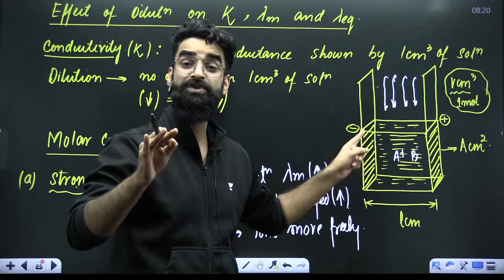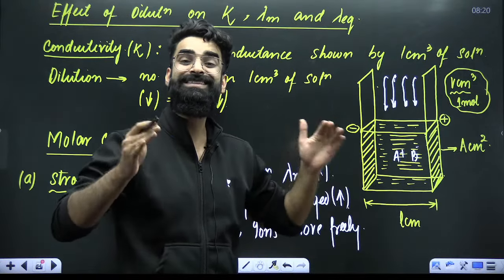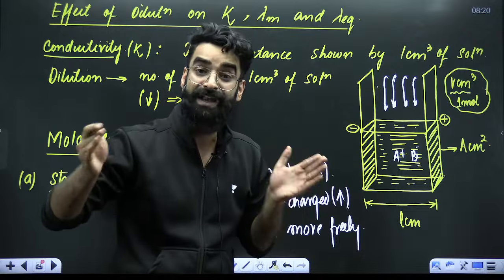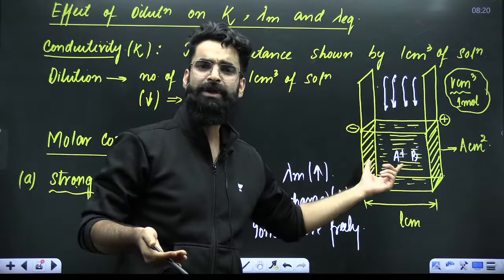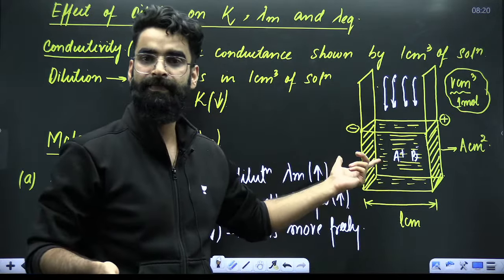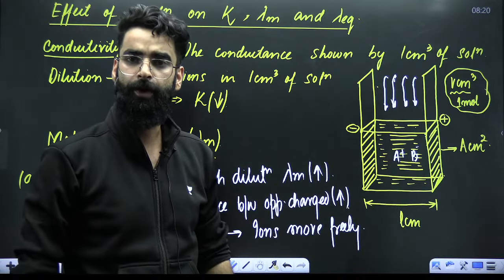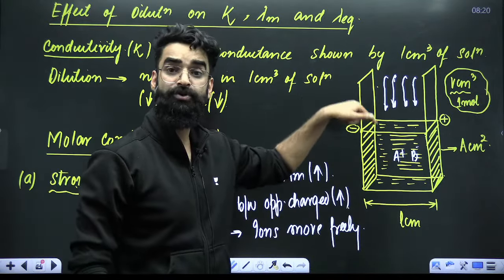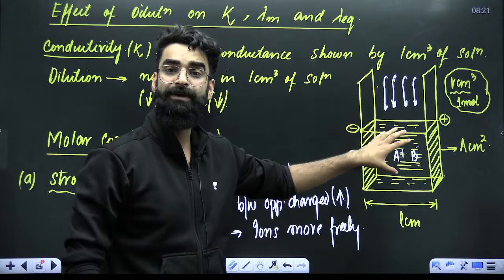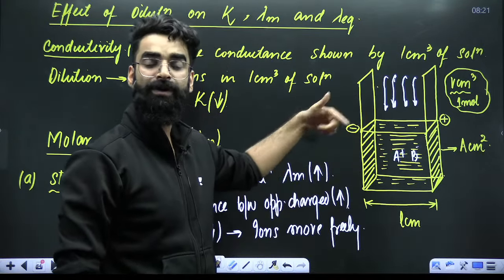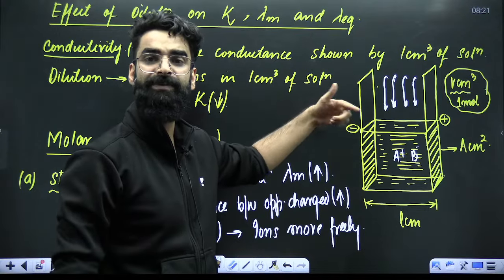And when this shows maximum molar conductivity, the distance between the ions will be infinite. At that time, there'll be no force of attraction between the ions. At that time, ions can completely move freely. So with dilution, molar conductivity of this electrolytic solution is increasing, right? If you keep on continuously doing the dilution, molar conductivity will keep on increasing.